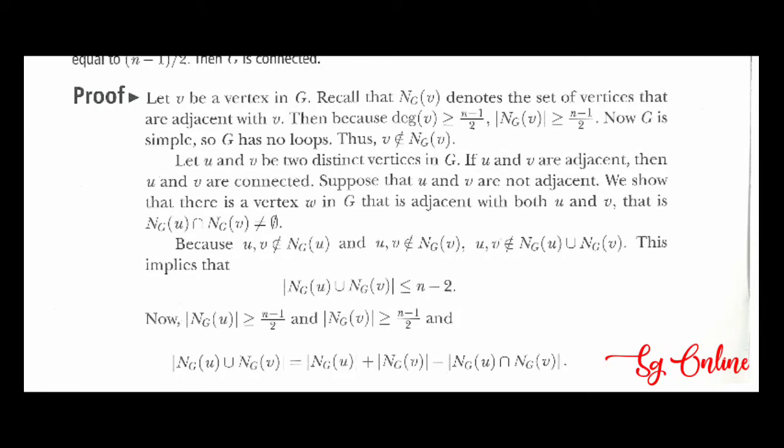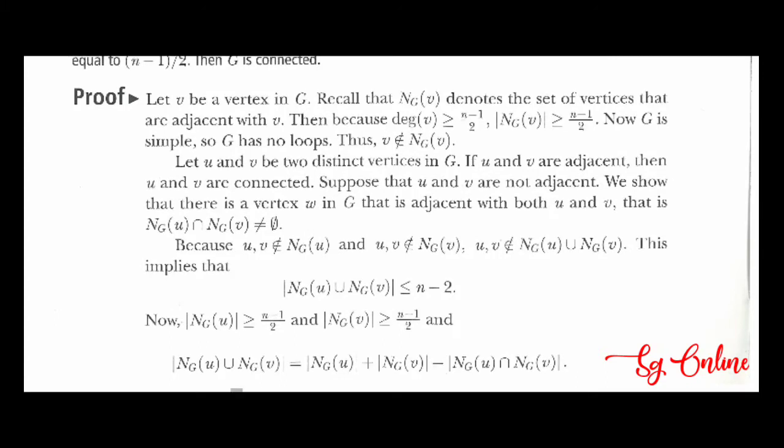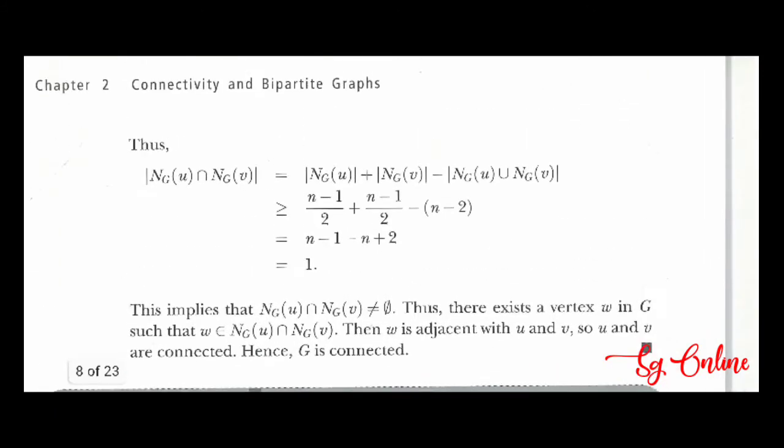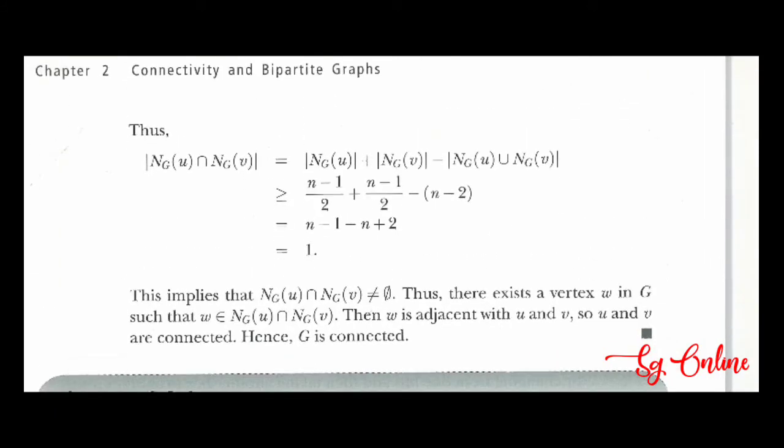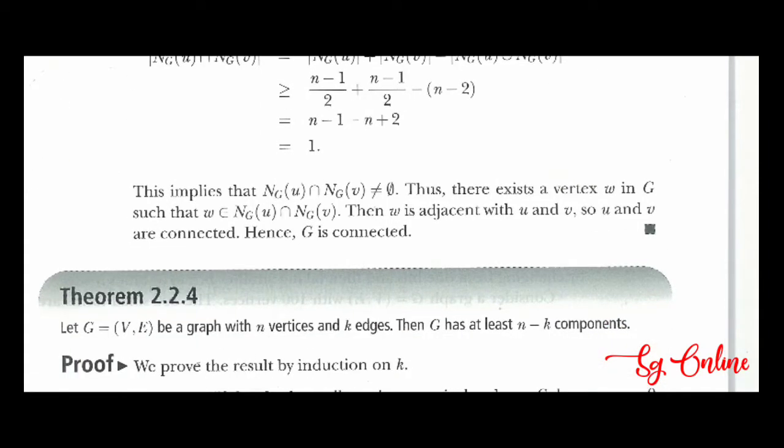Now we notice that since they are not adjacent to each other and the graph is simple, they do not belong to their own neighborhood sets, and so these two vertices do not belong to the union of their neighborhood sets. Then by a simple set equation argument, we can show that the intersection is at least 1. So there exists a common vertex of their neighborhood sets, and through this vertex we can have a path between them, and the graph is connected.